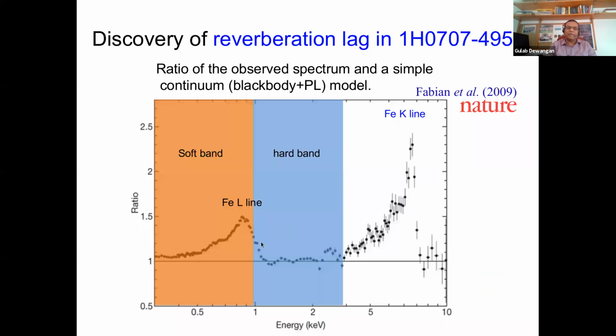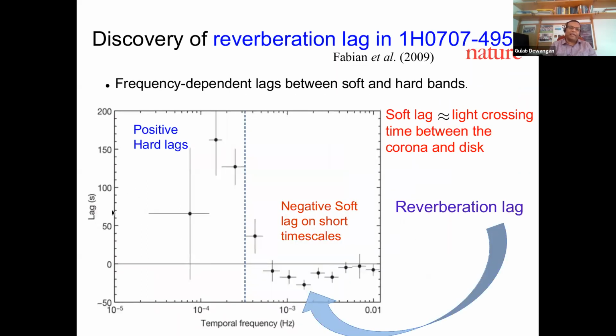So what is the cross spectrum? One takes the light curves of these two bands, calculates the Fourier transform, and then multiplies these Fourier transforms, and therefore you have a complex quantity from which you can get the phase and the amplitude. From the phase, one can derive the time lag, essentially the phase divided by 2 pi times the temporal frequency. That becomes the time lag, and that time lag is plotted against temporal frequency here.